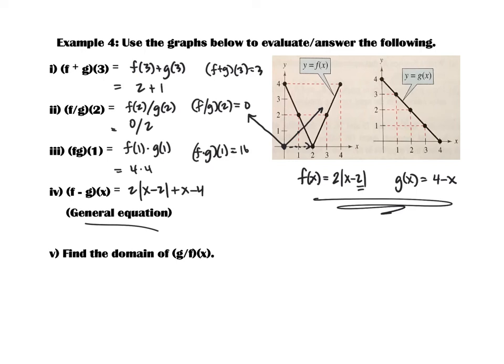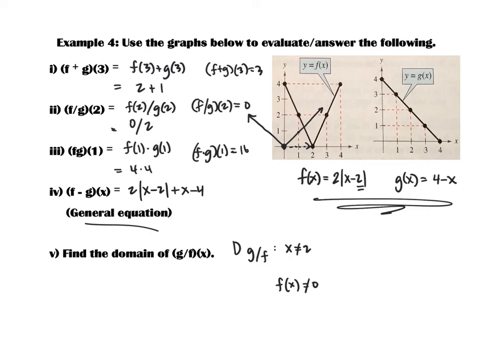Okay, so let's find the domain of g divided by f of x. Well, this is interesting, because if we want the domain of g divided by f, I want to know where f of x equals 0, because if f of x equals 0, we've got issues. It looks like f of x equals 0 at 2. Therefore, we can say that x cannot equal 2. If x equals 2, we're dividing by 0, and we've got problems.